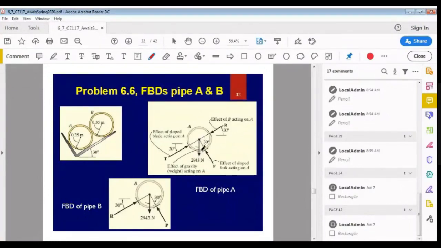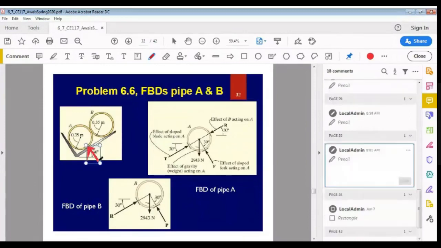pipe. Then I have to remove this part of the fork. So I will get a force which will be perpendicular to this surface. Similarly, if I remove this part of the surface, I will get a force which will be perpendicular to this surface. So this is this pipe. This is the applied load or weight. This is one reaction force. Okay. I have to also remove this pipe as well.